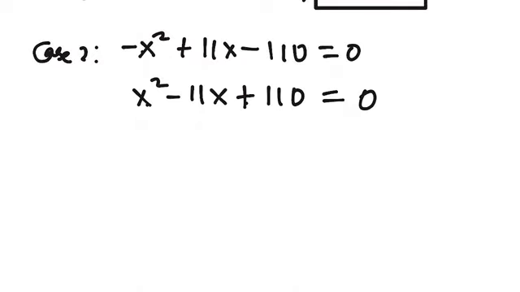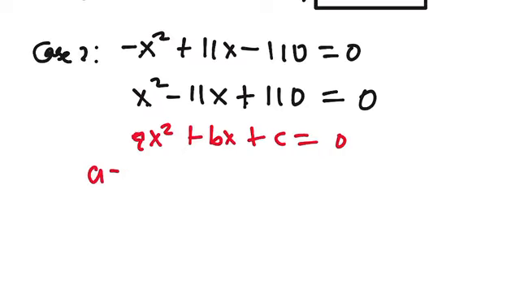So now from there, solving this problem, we are going to compare with what? We compare with the quadratic equation ax squared plus bx plus c equals 0. So according to that, we're going to have a to be 1, b is going to be minus 11, c is going to be 110.